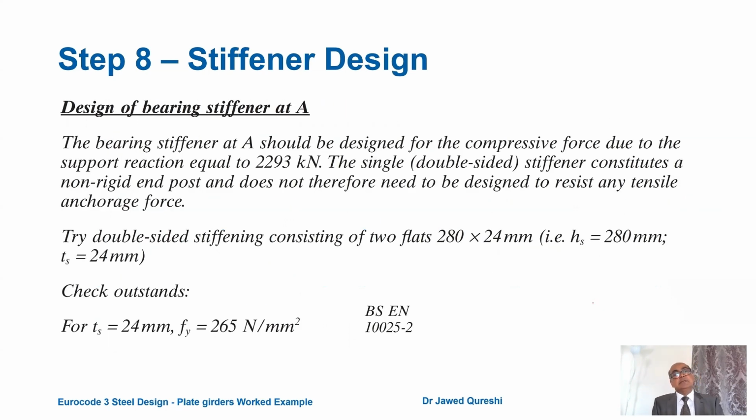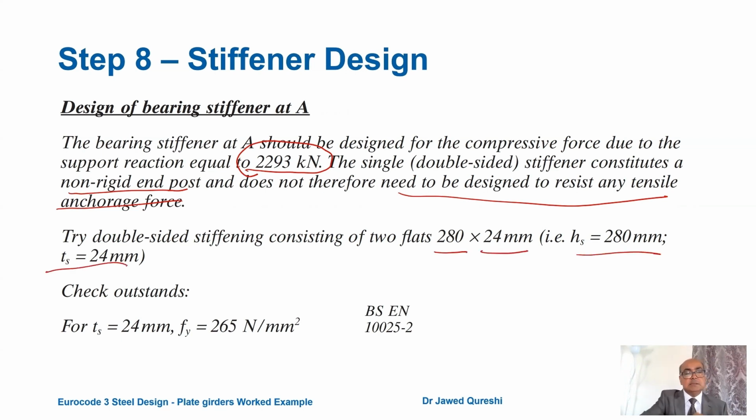Let us now design a stiffener at A. Now, this stiffener is going to take the bearing force of 2293 because it is directly under the support. So let us assume a single double-sided stiffener with non-rigid end post, and it does not have to be designed for any tensile anchorage force. The double-sided stiffener is assumed to be 280 by 24, where HS is 280, TS is 24.